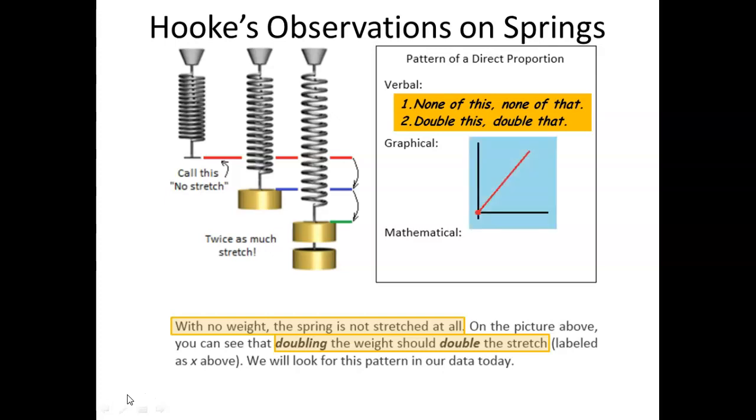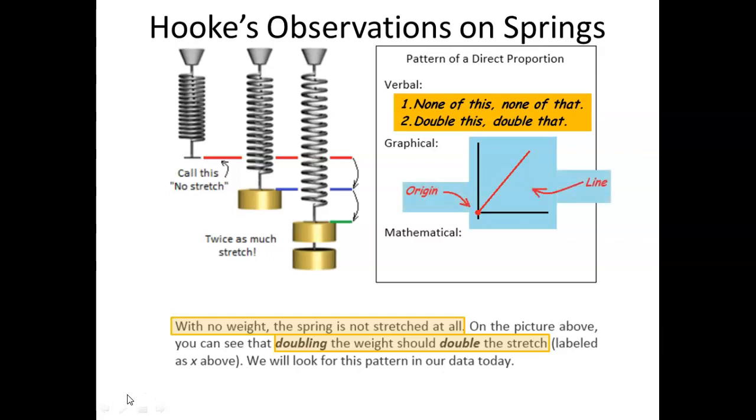Graphically, if you plot this out, you will always get a perfectly straight line right to the origin. The origin is that none of this, none of that point, so it has to go through there. And the double this, double that means that it must make a straight line. Straight lines to the origin mean that points on them follow a particularly simple mathematical rule.